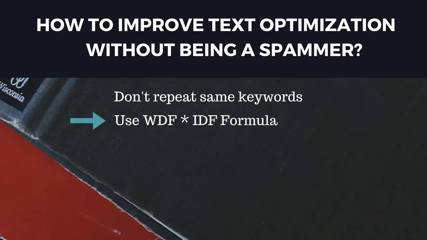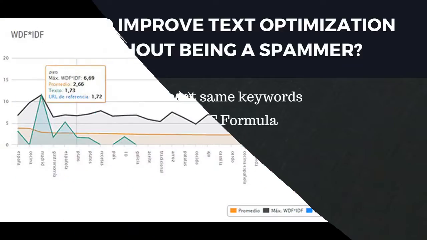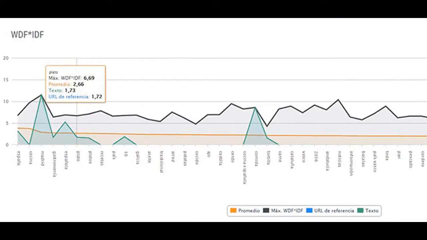So, you can avoid using a very large number of keywords and identify synonyms and other words related to the topic. In this graphic, we can see this more clearly. The green line would be the text we are reviewing. The orange line shows the average repetition rate of keywords and the black line shows the maximum rate, which should not be exceeded, as this could affect the website.